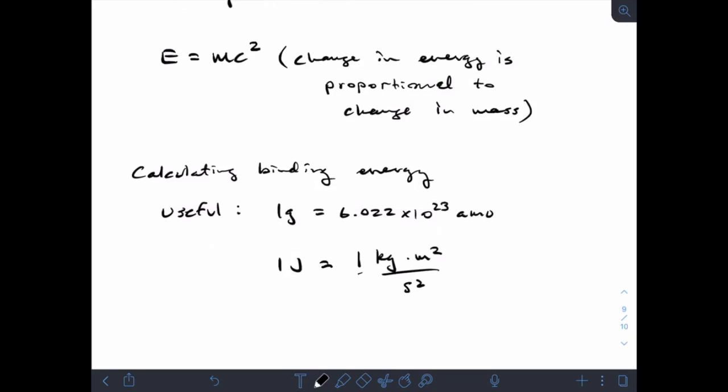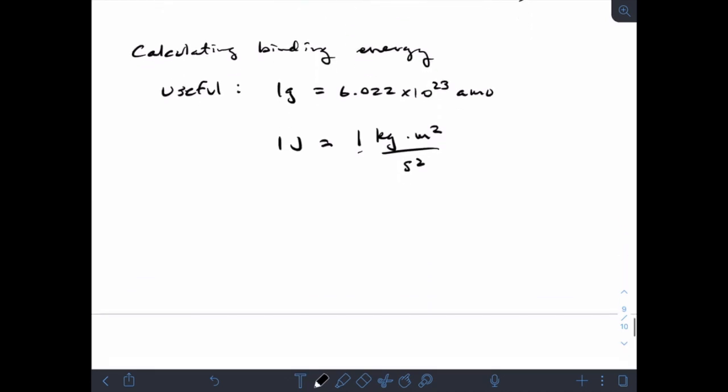Remembering that c is the speed of light, and that's in meters per second, and we're going to square that. So that gives us our meters squared over seconds squared. So our mass needs to be in kilograms. That's why we want the conversion of AMU to grams, which we can then convert to kilograms. So let's do a little example problem.